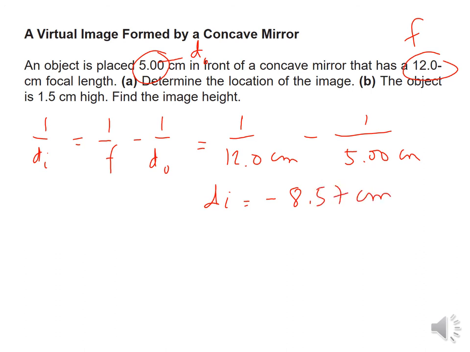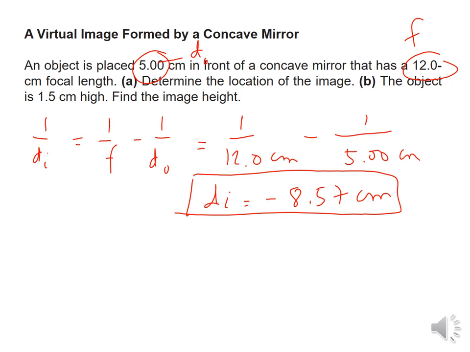negative 8.57 centimeters. Okay, so the image is behind the mirror and the image is virtual since the value of the distance of the image is negative. So this is the answer for letter A.